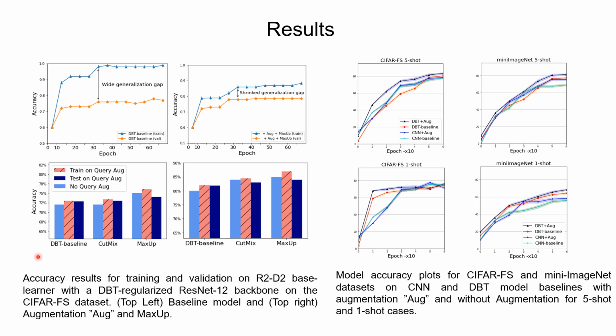In the case here also, we have accuracy results when we use query augmentation, and we see the performance supersedes when we test on query or no query augmentation. So query here represents the query data. On the other side here, we have model accuracy plots for the CIFAR-FS and miniImagenet databases on both CNN and DBT model baseline with augmentation and without augmentation for both 5-shot and 1-shot cases.